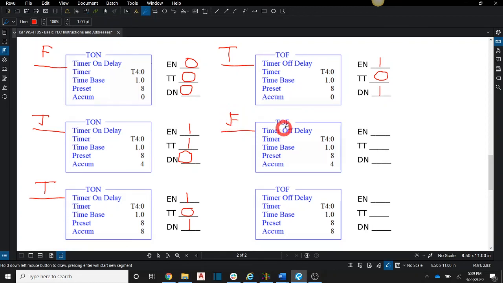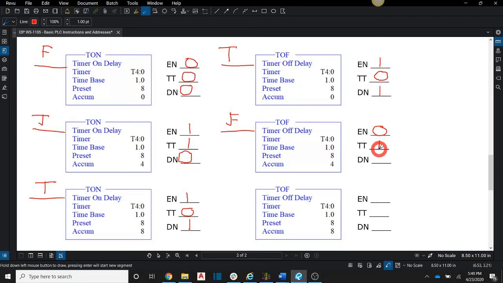Okay? Because this is an off delay timer. We're timing when the rung goes false or goes off. So that means that the rung is false, therefore we started timing. So our enable bit would have to be 0, because the enable bit is just going to mimic whatever the rung is doing. Okay? We are physically in the act of timing.